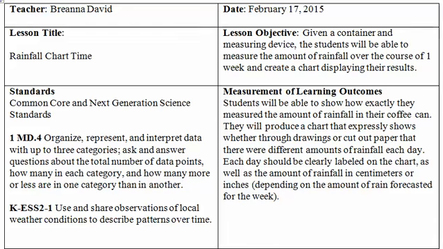The standards I chose were for Math Common Core, organize, represent, and interpret data with up to 3 categories, ask and answer questions about the total number of data points, how many in each category, and how many more or less are in one category than in another. And the Next Generation Science Standard is use and share observations of local weather conditions to describe patterns over time.